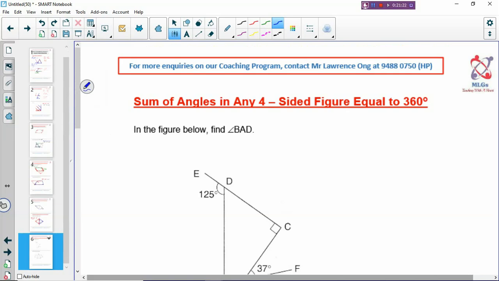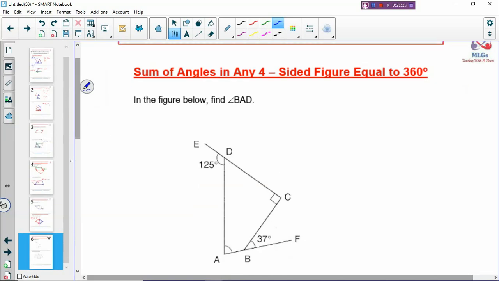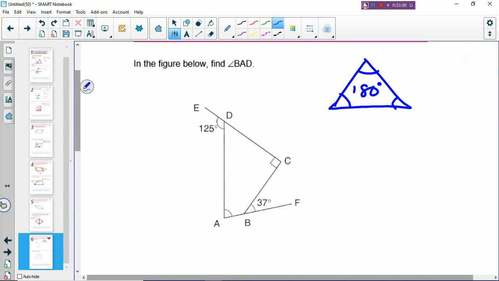Okay, there's one more property over here. Now, sum of angles: in the last lesson, we talked about triangles. The sum of angles in a three-sided figure, which is a triangle, adds together to 180. So every time you see a triangle, the three angles inside add together to 180. But what happens if you see a four-sided figure? It can be a parallelogram, it can be a trapezium, it can be any four-sided figure. So this angle plus this angle, all the angles inside add together will be 360 degrees.